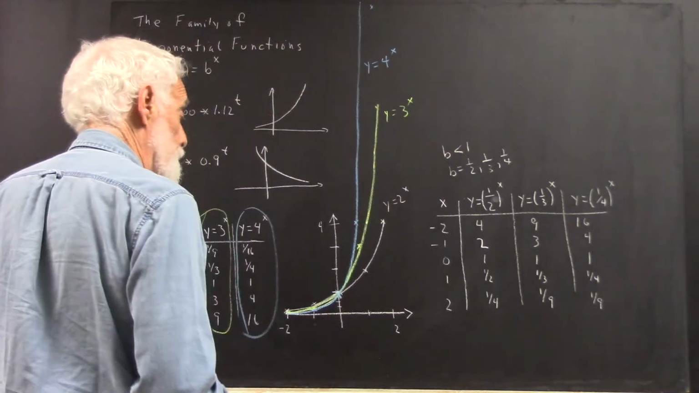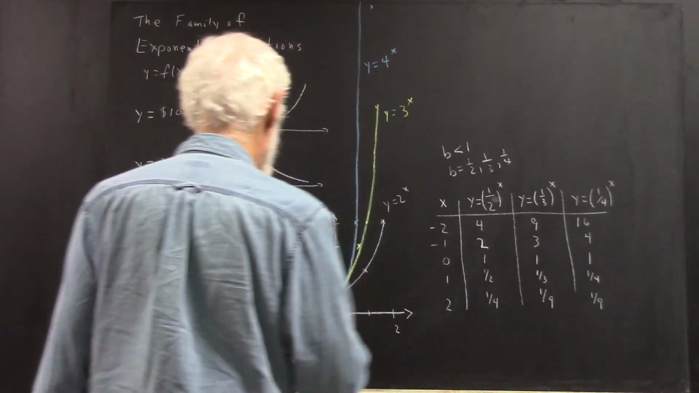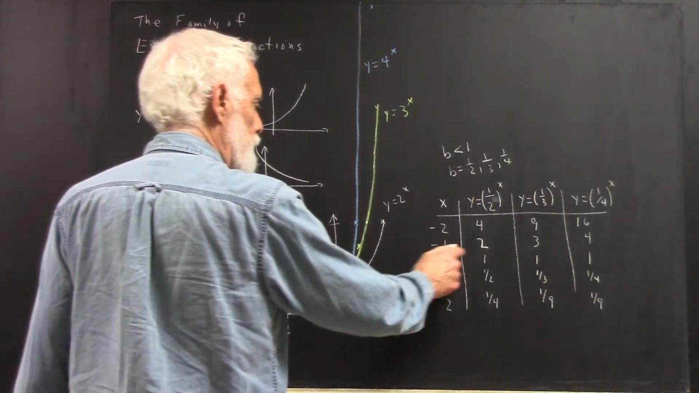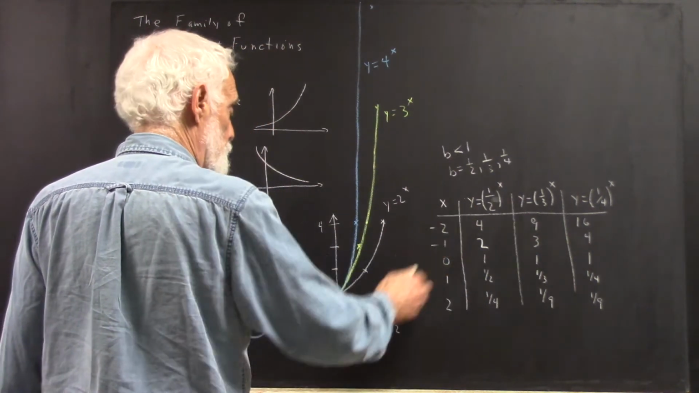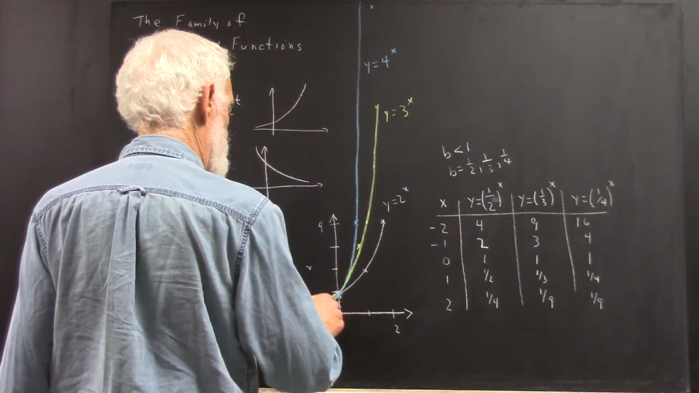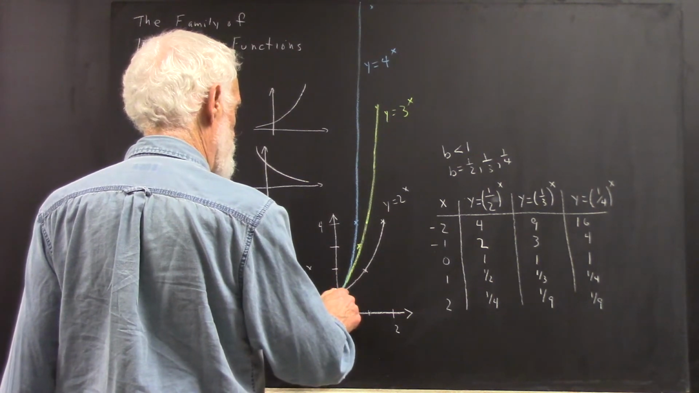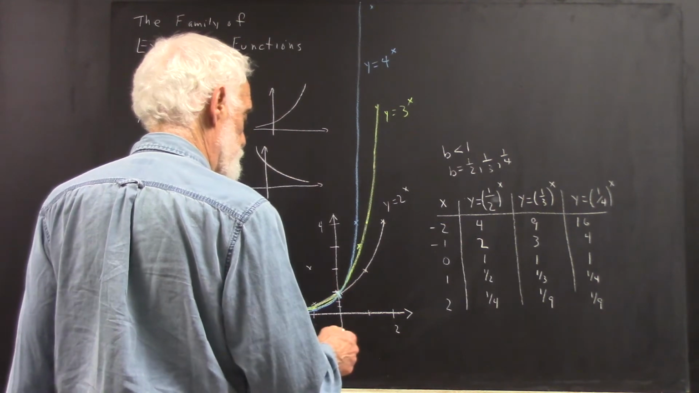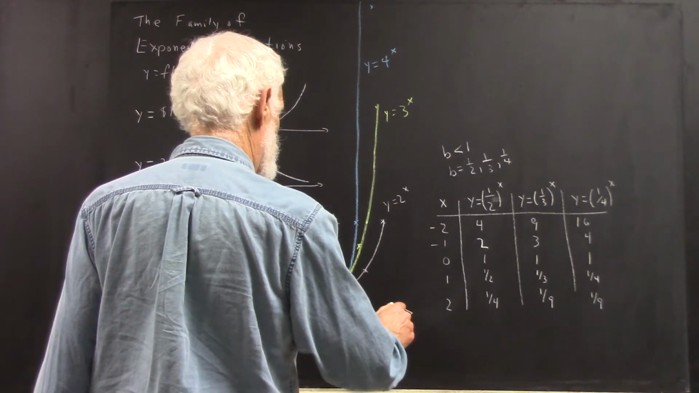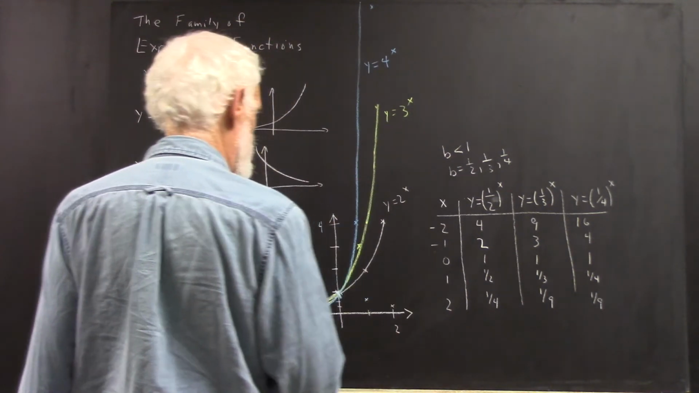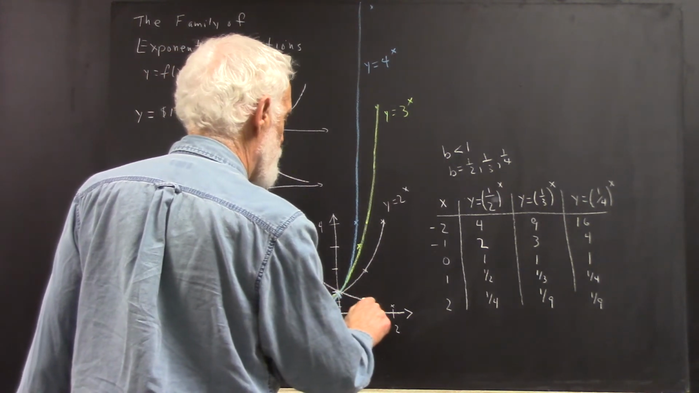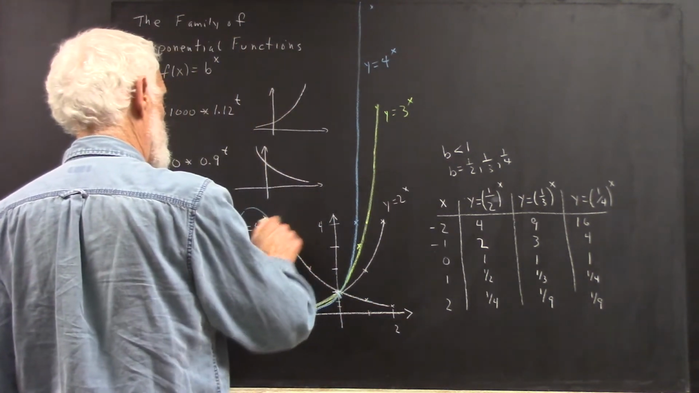Okay, so when x is negative 2, y is 4. So negative 2, 4. When x is negative 1, this is for the 1/2 to the x function, y is 2. When x equals 0, y is 1, as with all the functions. When x is 1, y is 1/2. And when x is 2, y is 1/4. So we can sketch our graph of the 1/2 to the x function.